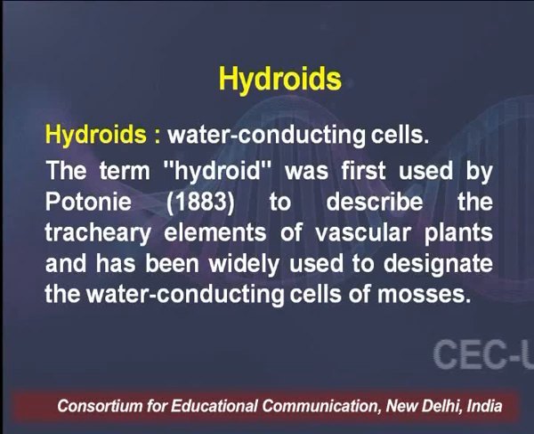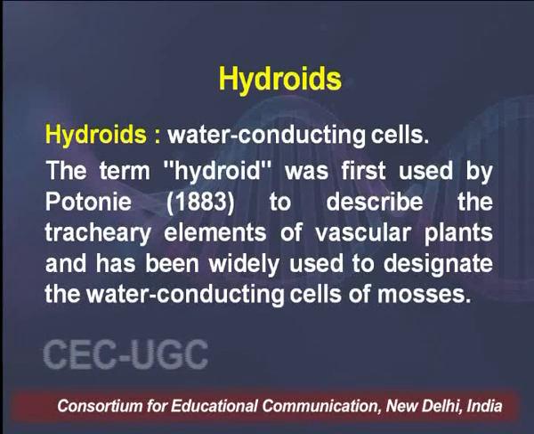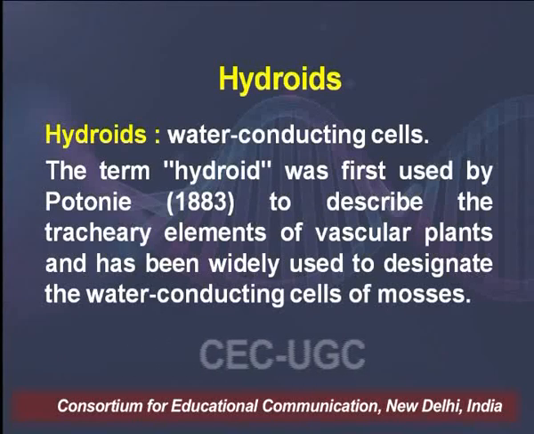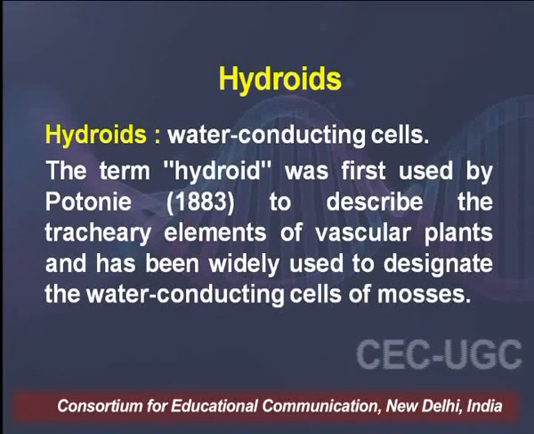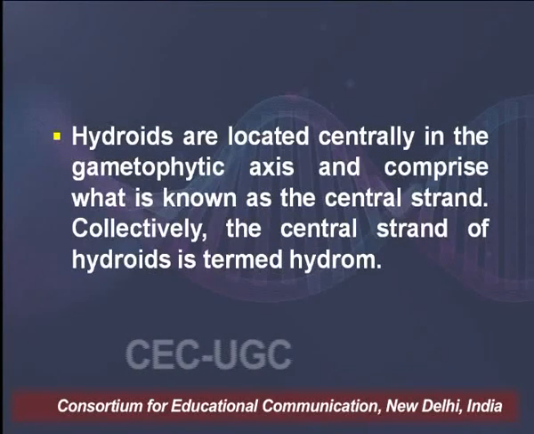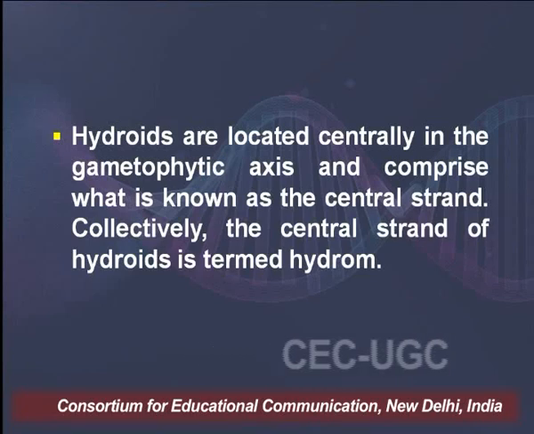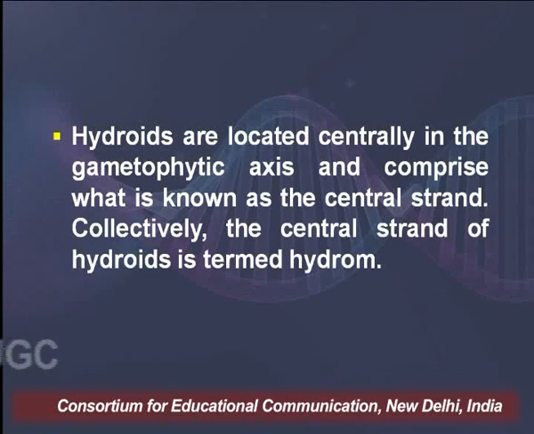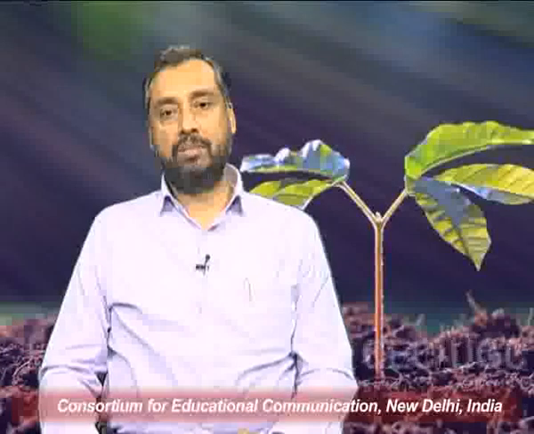The term hydroid was first used by Potonié in 1883 to describe the tracheary elements of vascular plants and has been widely used to designate the water conducting cells of mosses. Hydroids are located centrally in the gametophytic axis and comprise what is known as the central strand. Collectively, the central strand of hydroids is termed the hydrome.